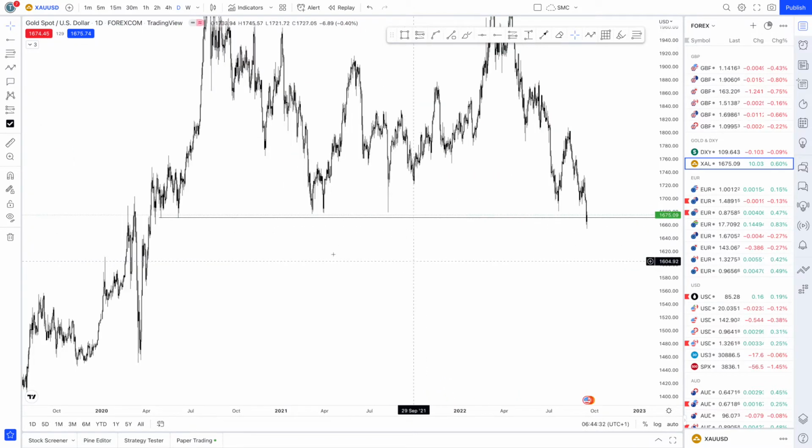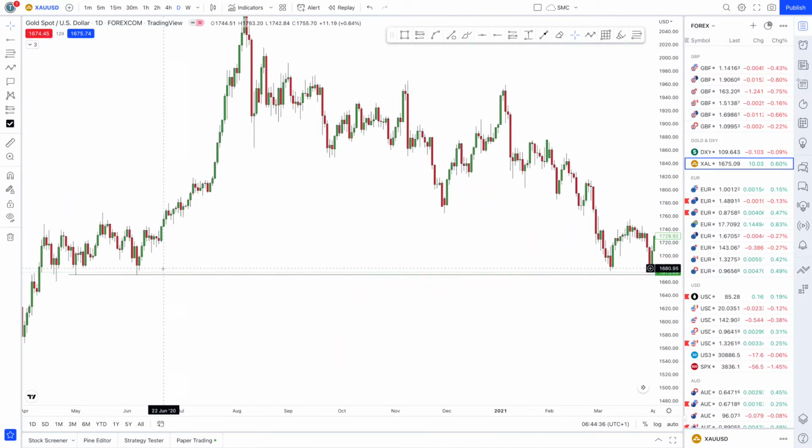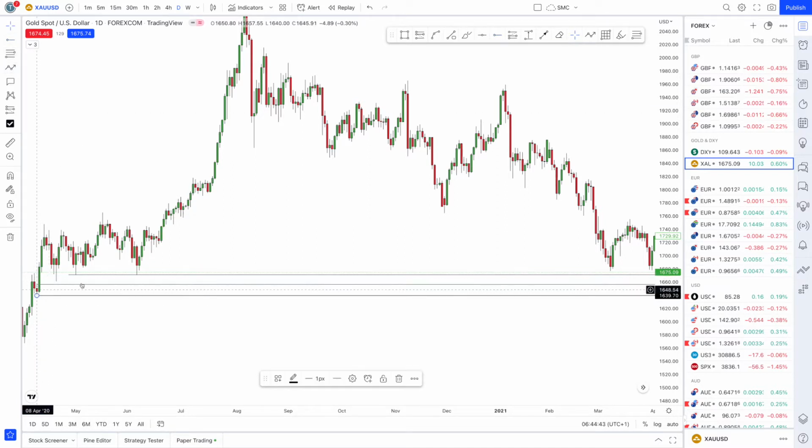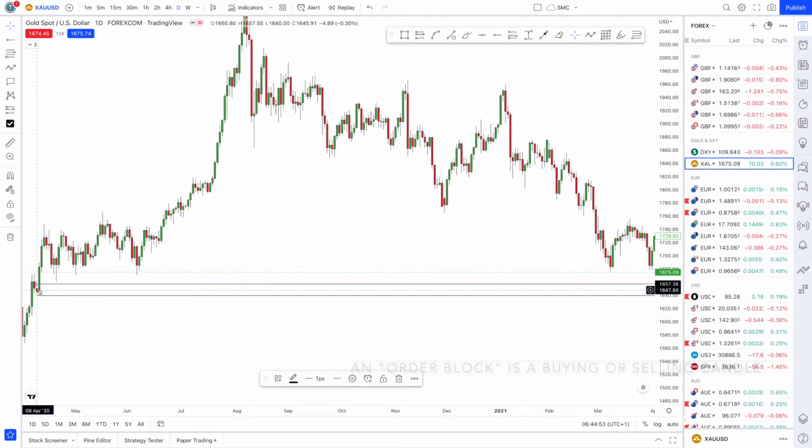So what we need to do is find out if gold has tapped into any order blocks underneath all of this liquidity, right? What I can see right here is we do have an order block zone underneath the liquidity. We've tapped into this order block right here. You can see there's a gap between this down candle here and any other candles, right?